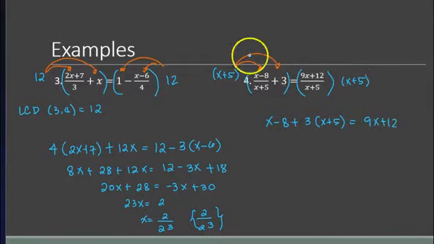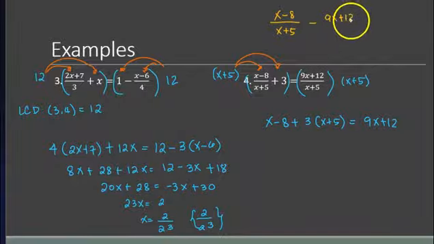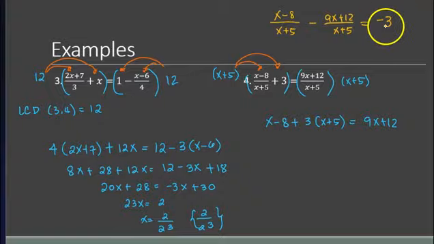Now, some of you might have a different solution here. Like you may say, Miss, what if I transpose this on this side before I do the multiplication? Yes, it's okay. I'm going to show you a little bit of that solution. You can transpose this on this side because they are of the same denominator. So you can simply subtract the numerator and then transpose 3 to the other side. But basically, you still have to multiply by x plus 5 so that you're going to get rid of this.